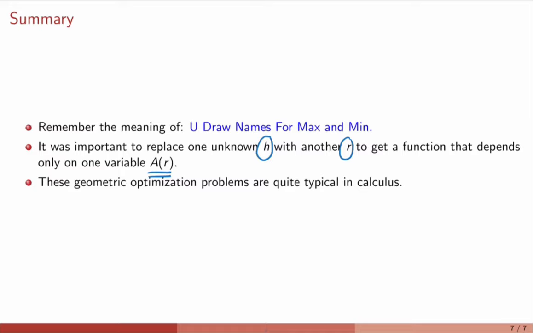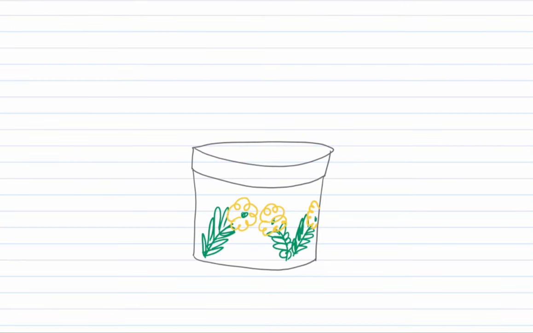These kinds of geometric optimization problems are quite typical in calculus. So building cylinders or building boxes or building fences around square domains is typical. And oh, what a surprise! What do we have here? A beautiful cylindrical box. I bet you it has been designed for an optimal volume. Let's look inside.